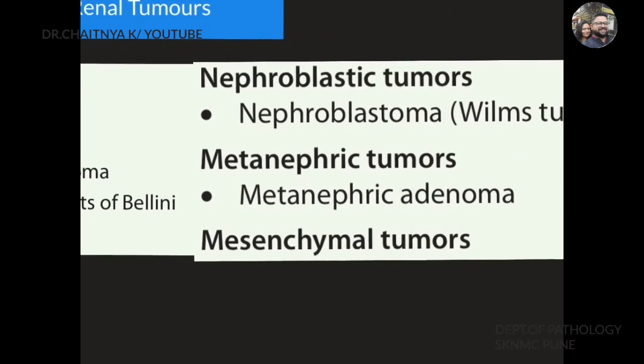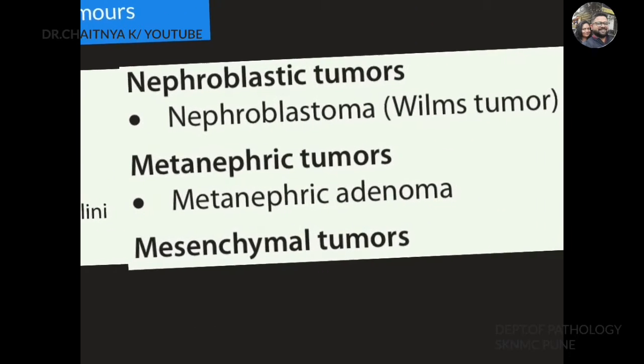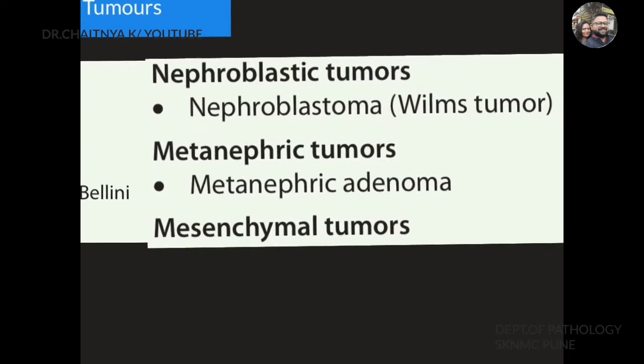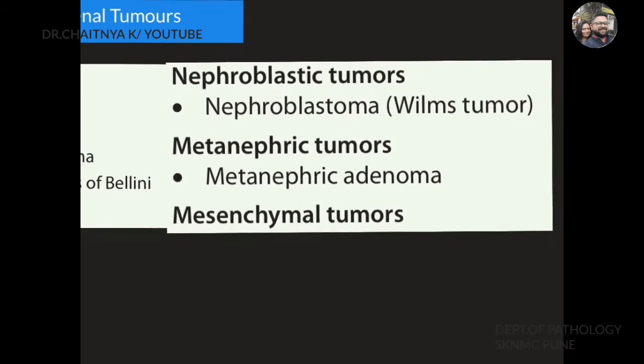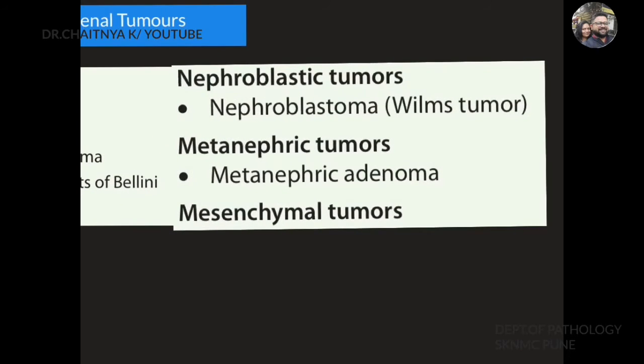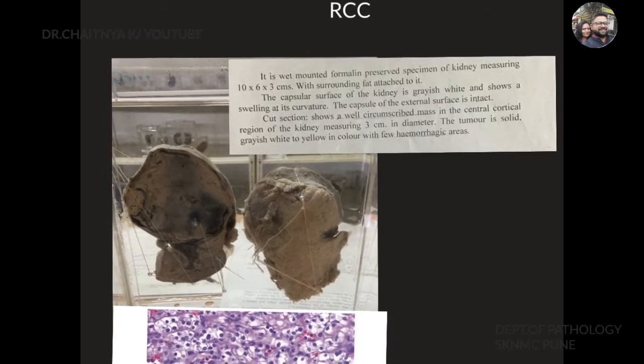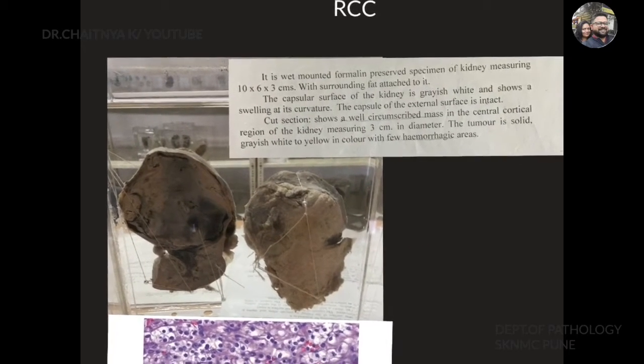In the nephroblastic group, it is nephroblastoma, that is Wilms tumor, most common in the pediatric age group. Metanephric tumors, also called metanephric adenoma, and there are certain mesenchymal tumors. This is not the full classification, so please go through the classification in your theory part or any theory book. Coming to the first one, the renal cell carcinoma.